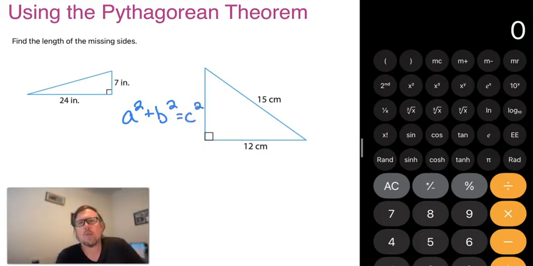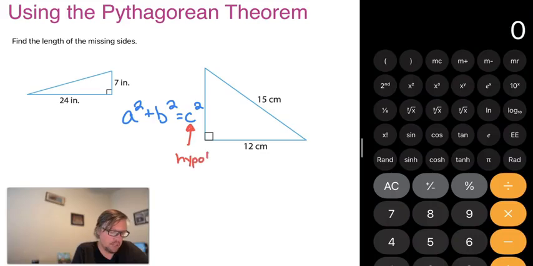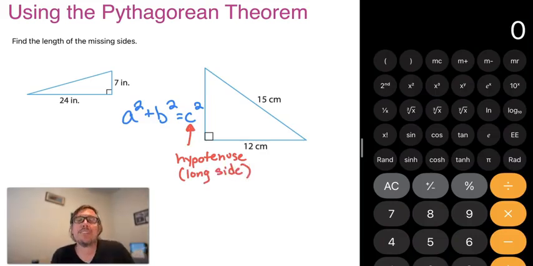The only two things that are important to know about the Pythagorean theorem are, number one, it must be a right triangle. And number two, this c right here must be the hypotenuse of the right triangle. If you're unfamiliar with the word hypotenuse, that just means the long side. A triangle is made up of two legs, and then it has a long side, and the long side is the hypotenuse.